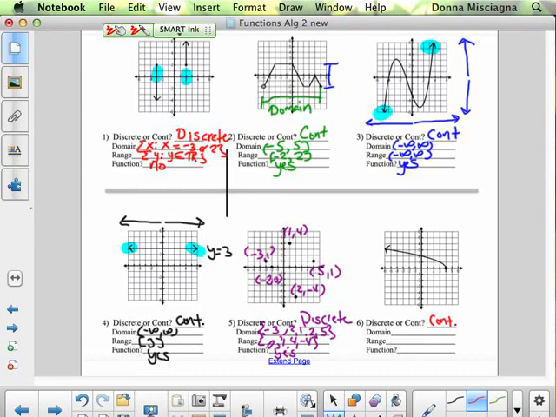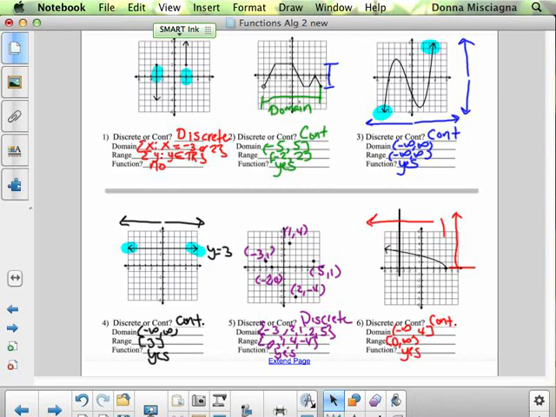The domain, right? Our graph is only moving in that direction. So it's going to keep heading to negative infinity, but it stops right at 4. So that'll be a bracket for 4 because we do go through 4. Range, it's just the positive values. So bracket 0 to infinity, and it is a function. If we take our line here, we only go through one point at a time. So that is a function.